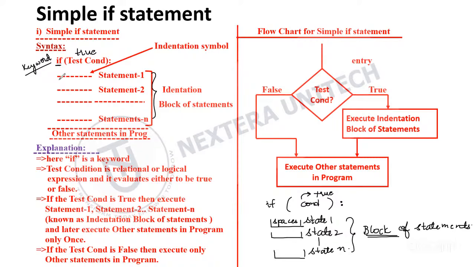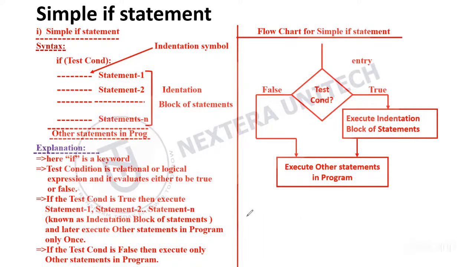You can give indentation using a tab space, or else you can just use the spacebar also. If this condition is true, it will execute this block of code. And if it is false, it will skip this total block of code, go out of it, and execute the other statements in your program. So if your condition is false, these statements are just skipped and it will run the other statements in your program.